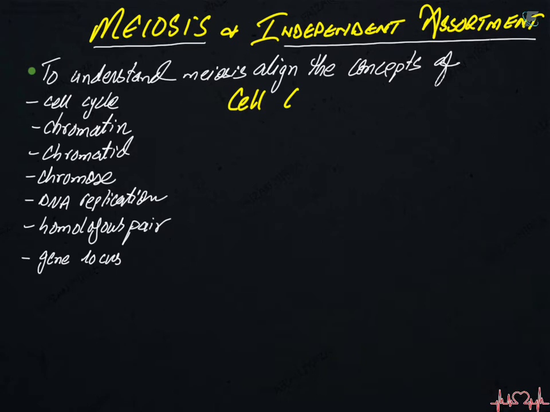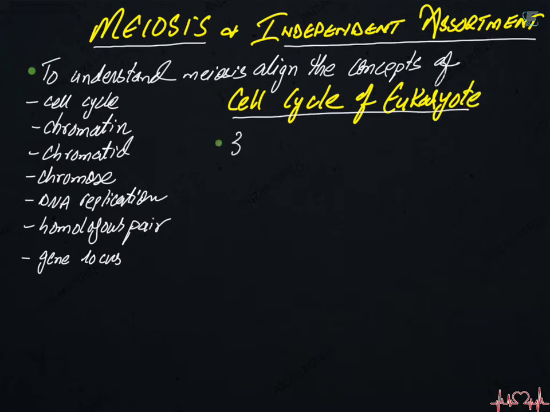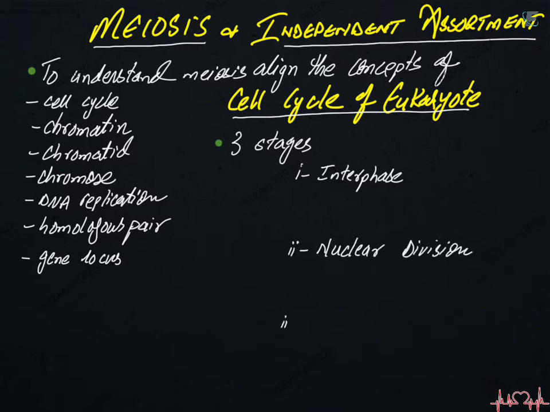So let's start our discussion of the cell cycle. Recall the cell cycle in eukaryotes. In eukaryotes, we know that the cell cycle has three stages. The first stage is interphase, which is followed by nuclear division, which can occur by either mitosis or meiosis. And then you have the third stage, cytokinesis.